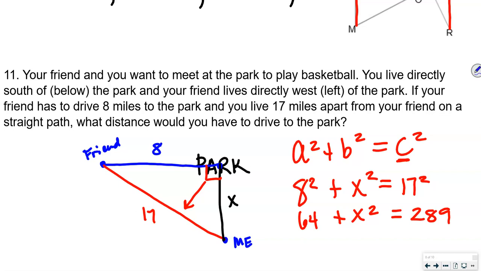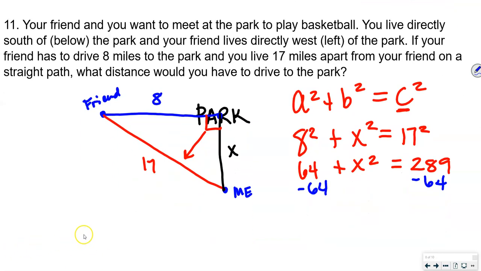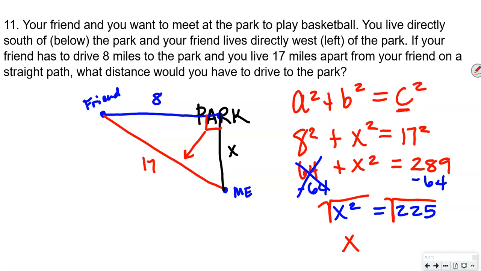Then aren't we going to subtract our 64 from both sides? We are. So that's going to be, let's see if I can get us some more space here. That's now gone, and we have X squared equals 225. And then what do we do to get rid of an X squared? Exactly, we take the square root. Now, normally we put a plus or minus in front of a square root, but we're not doing that here because there's no such thing as a negative distance, okay? So when we take that square root, we get that X is equal to 15. So we are 15 miles from the park, okay?